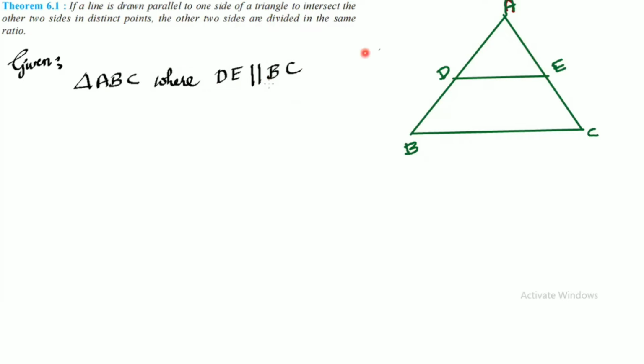So what do we have to prove? We are going to prove AD by DB is equal to AE by EC. This is what we have to prove. To prove this, we have to do some construction.